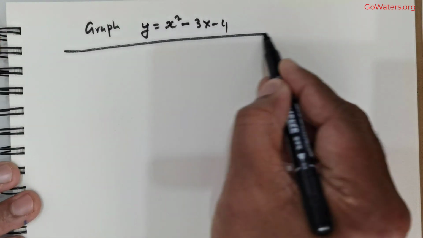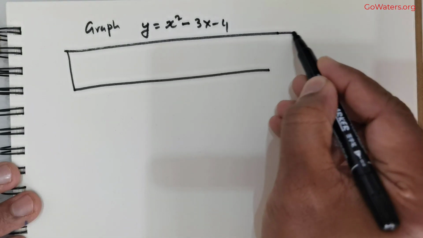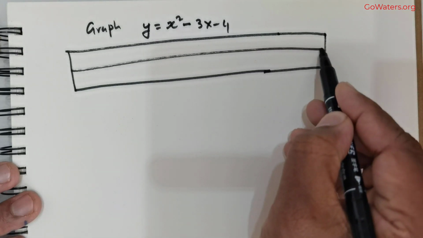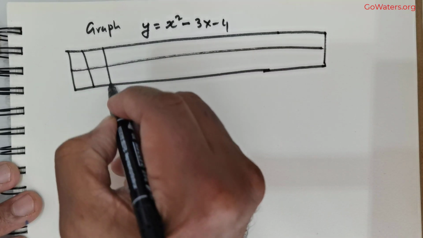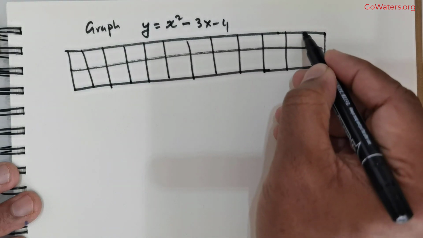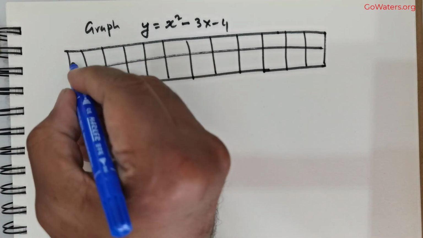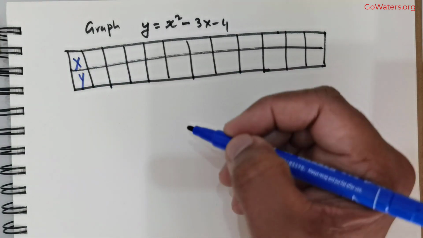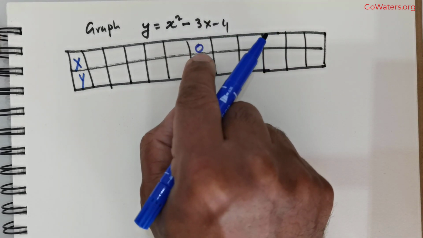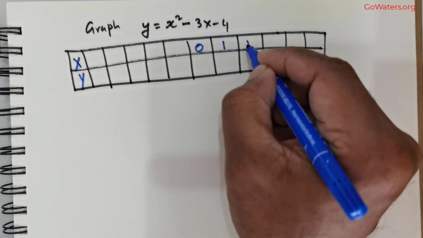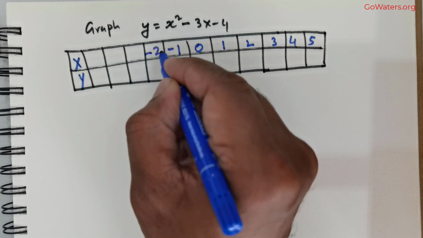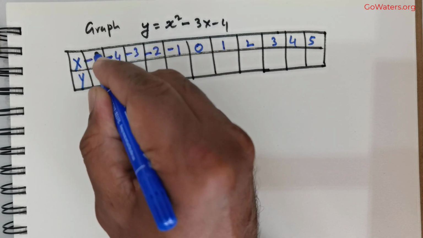So first, what you need to do is create a tabular form like this, and then you will have to space them out like this, and then you have to take x on the top row, y on the bottom row. You have to start from the center, taking 0 to be the central value, and then moving towards the right with 1, 2, 3, 4 and 5. Moving towards the left is always negative: negative 1, negative 2, negative 3, negative 4 and negative 5.